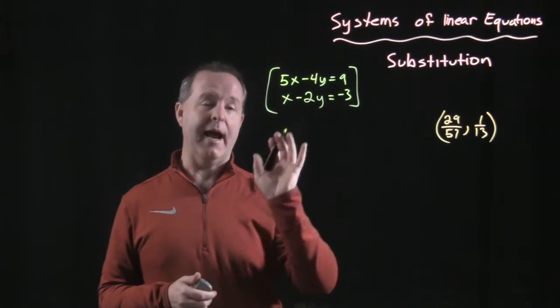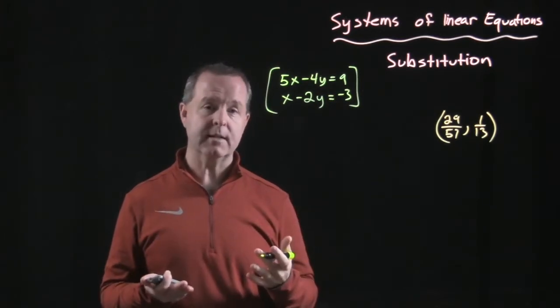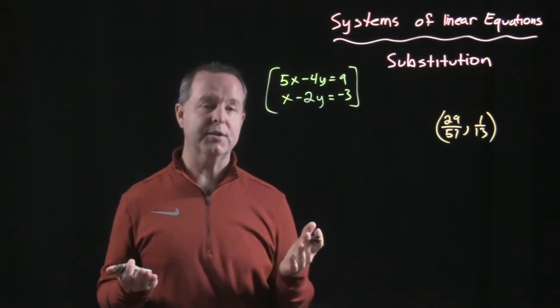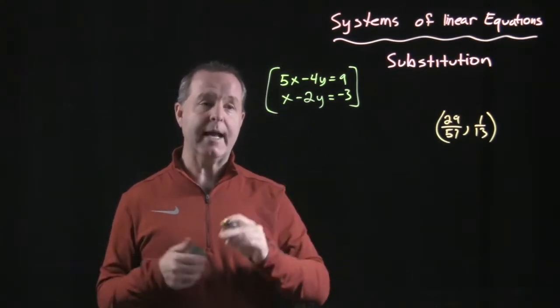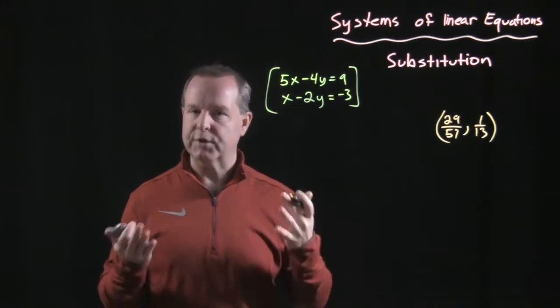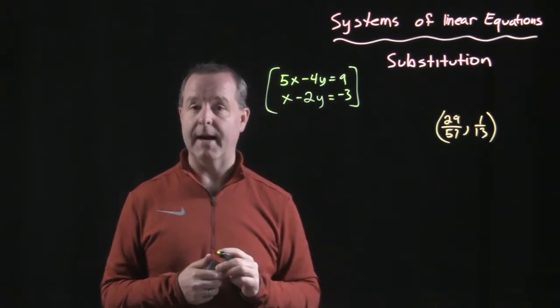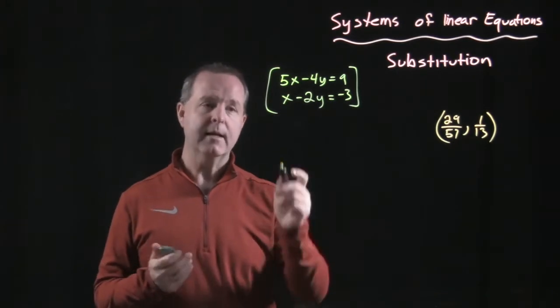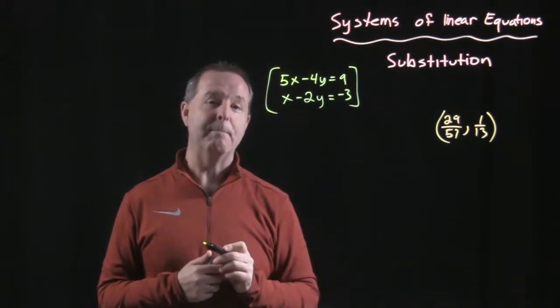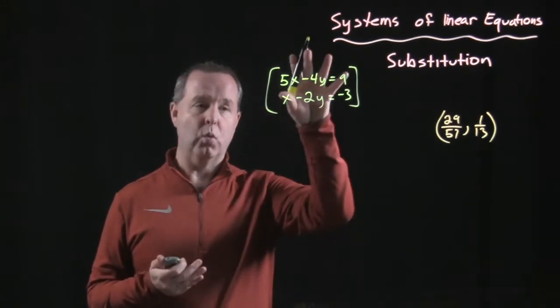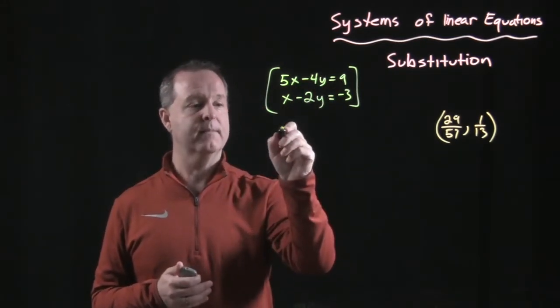What we do then, as we're trying to solve a system through substitution, is we look at both of these equations and try to determine which equation I would like to solve for a particular variable. That's our first goal: rewrite one of these equations in terms of a variable by itself. For me, it looks like the second equation may be easier to solve for.